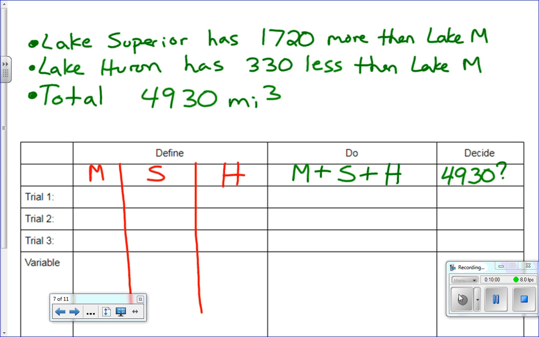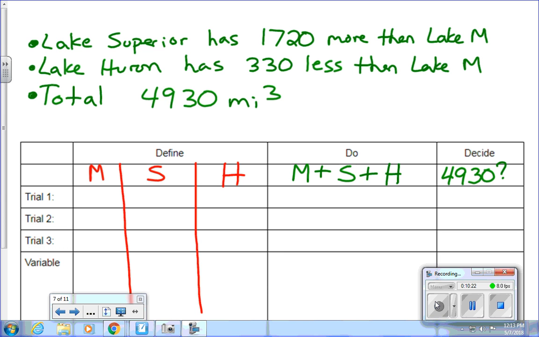All right, so what I want you to do now is I'm going to give you about 3 or 4 minutes to try to come up with 3 trials. You're going to pick a number for Lake Michigan and then use what we know about the other ones to come up with a value for Superior and Huron, and then just decide whether it's too big, too small, or just right. You are only going to do 3 trials. So focus back up here.